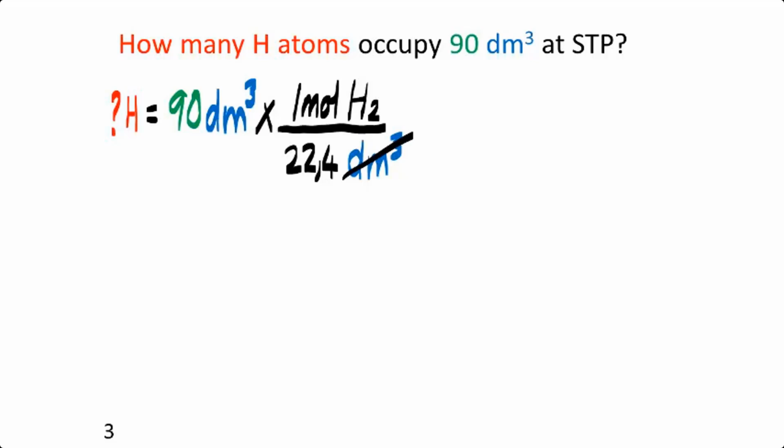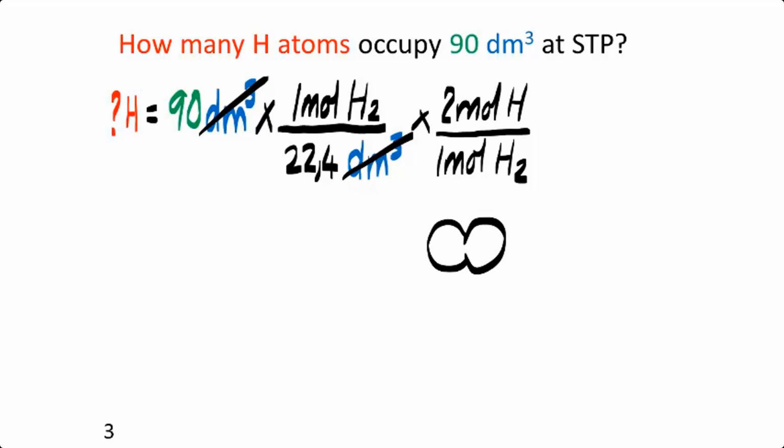So notice we can cancel decimeter cubed, that's fine. But we end with mole H2, and that is not what we were asked. We were asked H, not mole H, and not mole H2, H. So we need at least one other conversion factor, but I think I'm going to use more. Let's just continue thinking it through. We know that 1 mole of H2 contains inside it 2 moles of H.